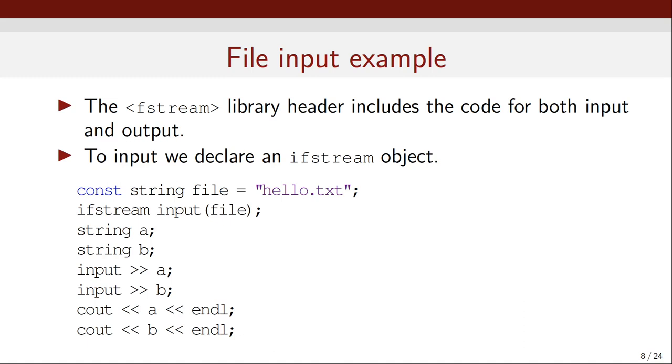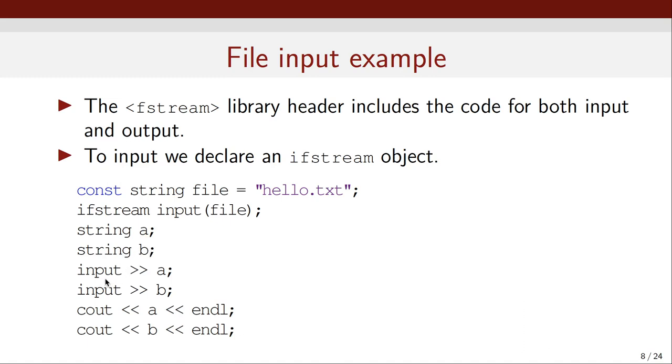So we discussed output. Let's also give an example of input. The file stream library header includes the code for both input and output. To input, we declare an input file stream object or ifstream object. So here we create a string file hello.txt, and then we create an input file stream that we call input, and we apply to that file that we just created. And then let's declare, for example, a string A, a string B.